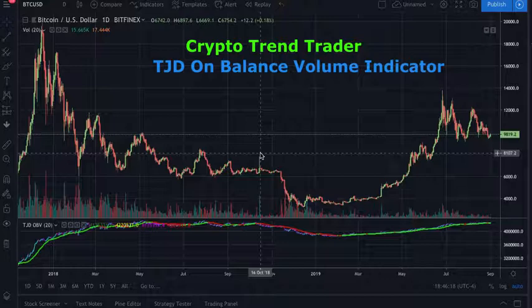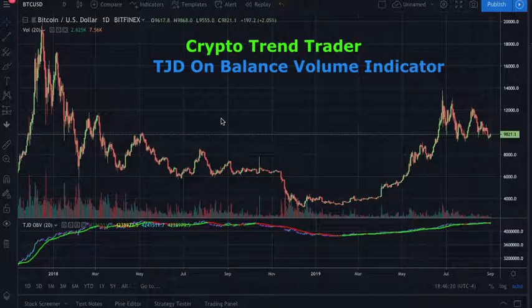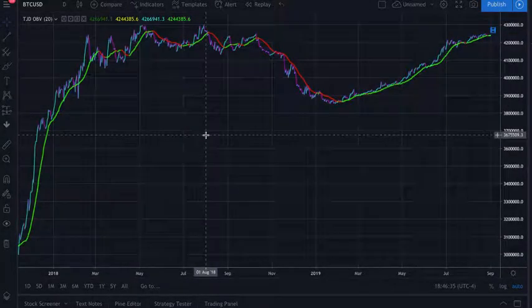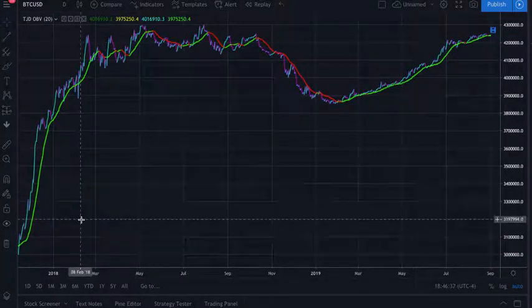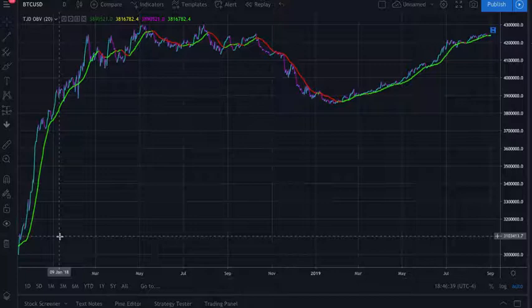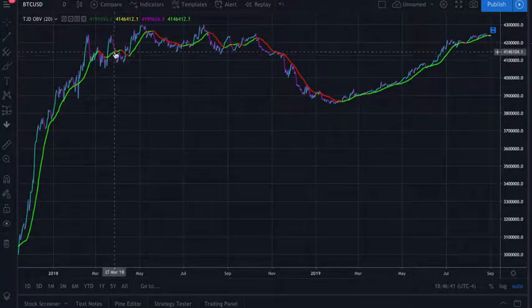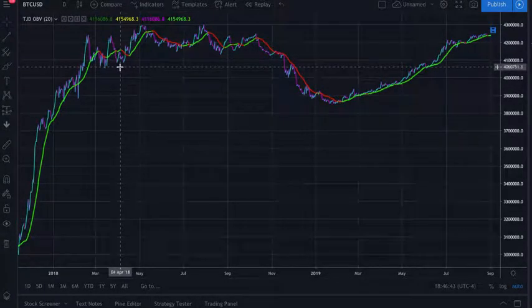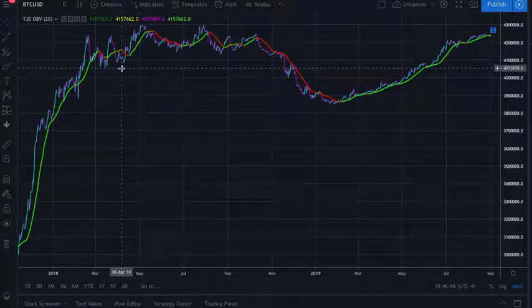Alright, today we're looking at TJD's On Balance Volume Indicator, or you'll see down here TJD OBV. You can go on TradingView and search TJD under indicators, and you can add this to your chart. The purpose of this indicator is that it measures on balance volume. So it shows the volume that's actually being represented on chain. So it's actual transactions of people buying and selling.